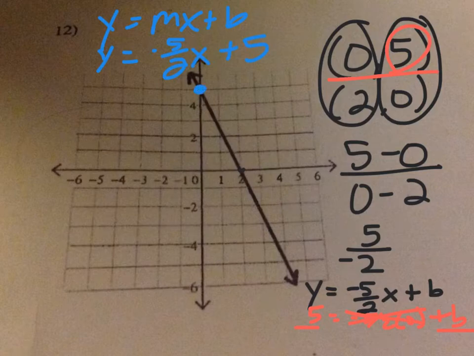And we can double check that. The y-intercept is 5. And then down 1, 2, 3, 4, 5 over 2 is that point right there.